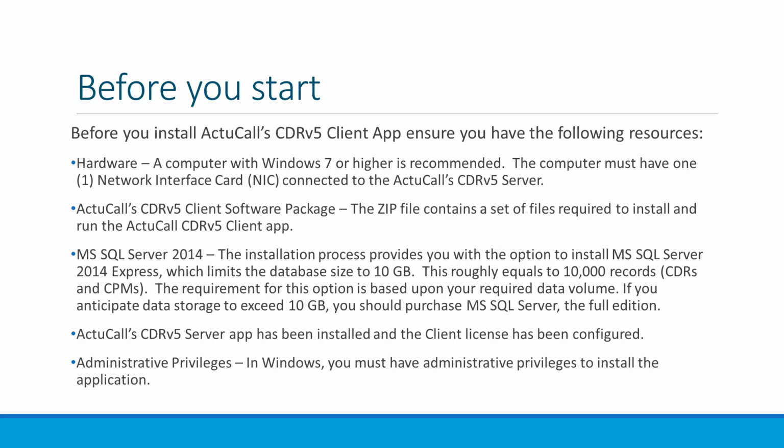You would have been sent a link to that once you purchase the software, and you would download it from trillis.biz. And make sure that you've installed ActuCall's CDRv5 server app and you've configured the client license. This video will also address installing Microsoft SQL Server 2014, but if you already have it installed, just how to set up an instance.